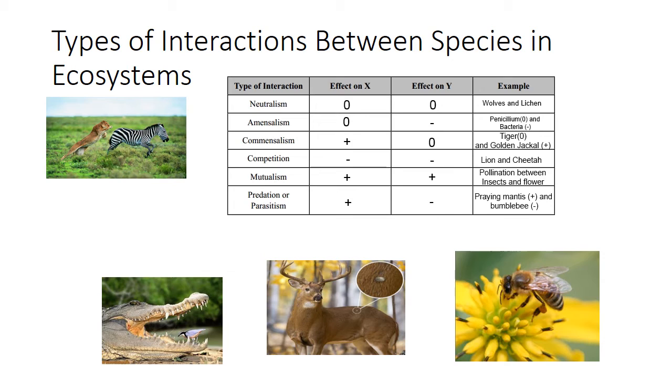So it says here wolves and lichen. This is an example. Neither species is affected by the presence of the other species. Then amensalism. It's a type of interaction where species X is not affected and species Y is harmed, suppressed. Right?